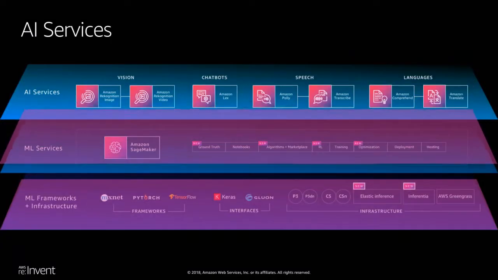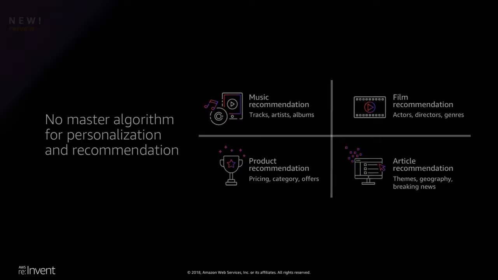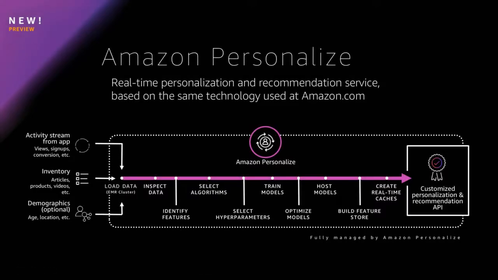And moving to the high-level services, what we launched, well, recommendation is something that we've always been asked. So how can I build product, service, film recommendation in an easy way? We now have a fully managed service called Amazon Personalize that will help you cover all the steps from loading the data, inspecting the data, choosing the right algorithm, and training the model, and then hosting the model to create real-time personal recommendations for your products, your services, or whatever you are interested in.